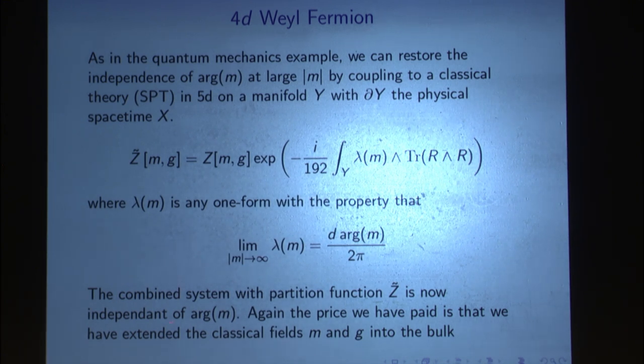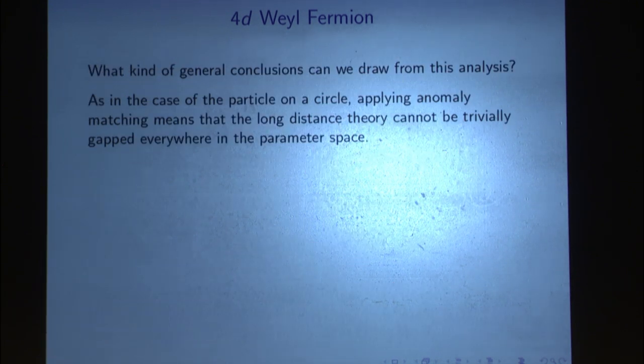And now, this combined system, this 4D dynamics coupled to 5D classical bulk, has the feature that it's again independent of the argument of m. But the price we paid is that we extended everything, all the classical fields, into the bulk. So again, this is similar to standard techniques and anomalies. The novelty here is that the mass is making a direct appearance. So we've extended the mass into the bulk.